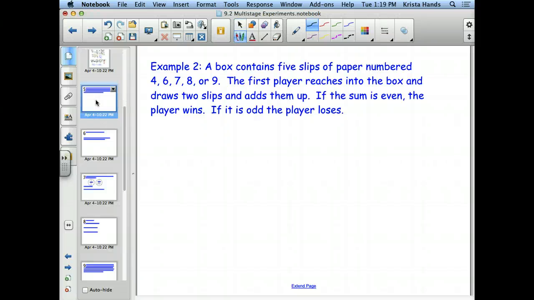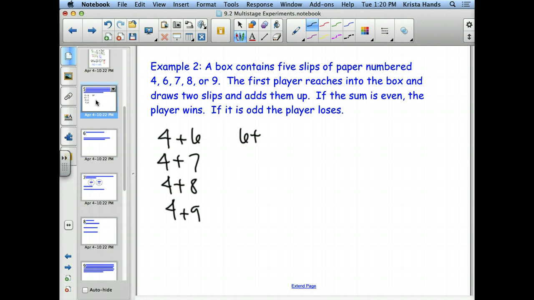What I'd like to do is say, let's say I pull out a 4, and I'd like for you to tell me what other options I could pull out with my 4. Well, let's do 6 first just to keep them in order, and then we'll do the 7. Then what? 8 or 9. And that is all of the possible ways I can pull out a 4 and something else. Make sense? Okay. Next one, let's see. I could pull out a 6, but I don't need to list 6 plus 4. I've already listed that as an option.